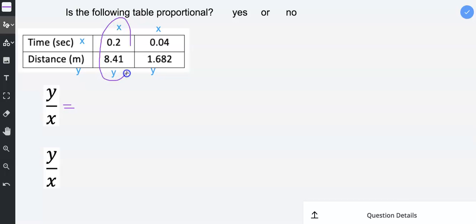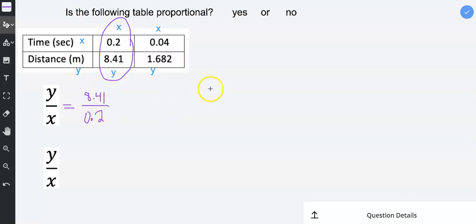And in this first point, the y is 8.41. You gotta be very careful with this kind of horizontal table because it's opposite. X is at the top, up here, but this x, 0.2, needs to go at the bottom in the formula. So this is y over x, the table shows x and then y, so just be careful.